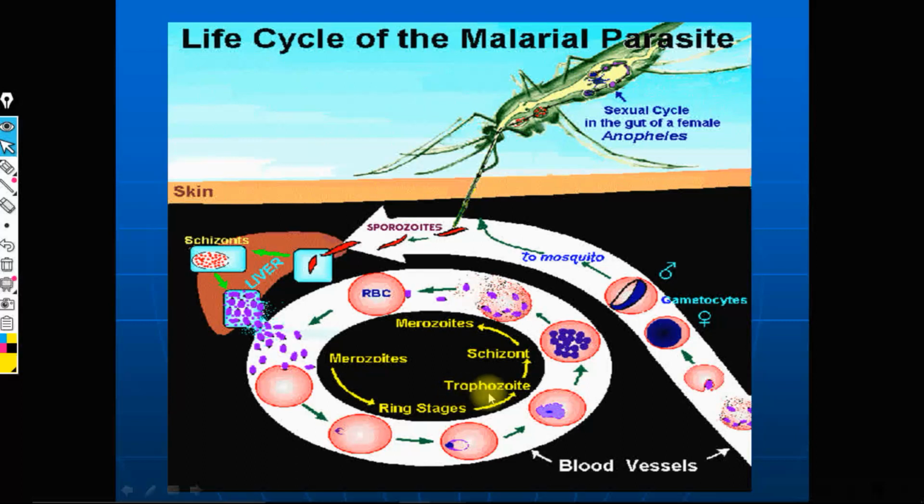Tropho refers to nutrient. Now it has taken nutrients and has become almost mature, and that's called a trophozoite. So just to understand the names, we have learned the meaning of tropho. Trophozoite, merozoite, the classical ring stage, trophozoite, and now you can just see the sporozoite.